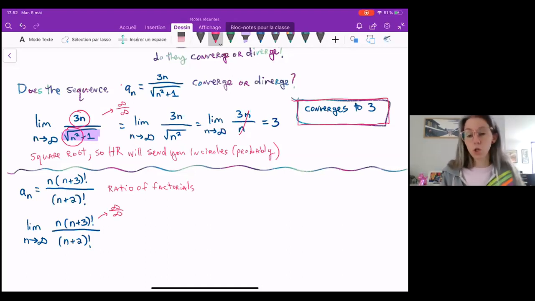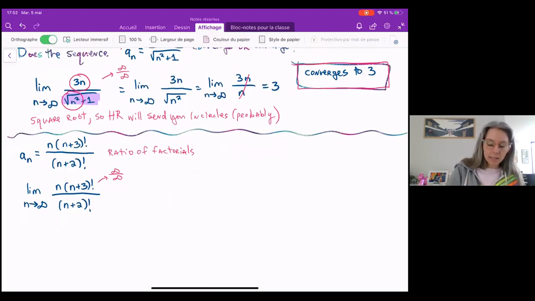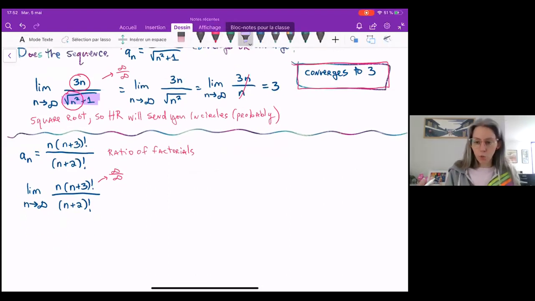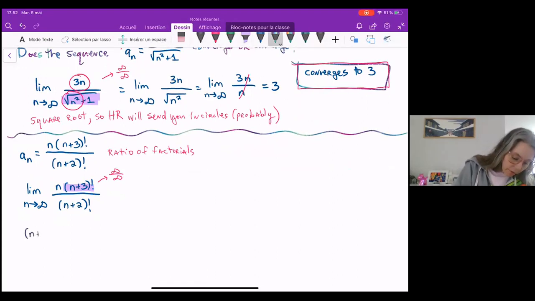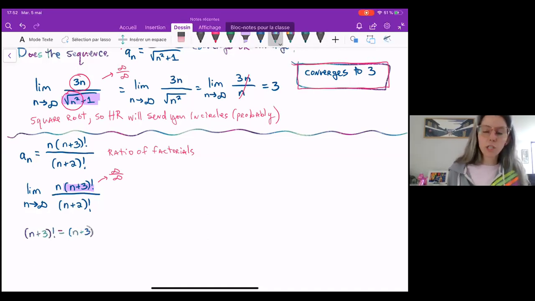So once again, this is a situation in which it seems like I could use L'Hopital's rule. But factorials aren't functions. They don't make sense as functions. They're only defined for whole numbers, which means that I can't do L'Hopital's rule. Factorials don't have derivatives. So what we've seen to do instead is that we're going to identify what the bigger factorial is. In this case, the bigger factorial is n plus 3 factorial. So I'm going to take that bigger factorial and expand it until I get to the smaller factorial. In this case, the smaller one is n plus 2.